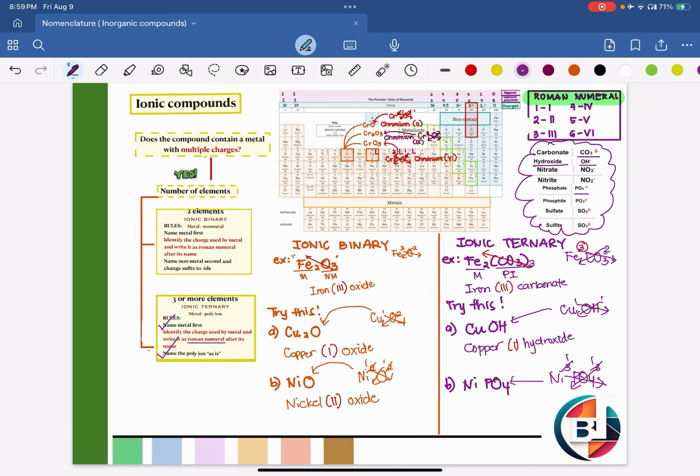Naming it again, we have Ni as nickel. Charge used would be 3. And the name of the polyion would be phosphate. So I have nickel 3 phosphate. And this is the end of ionic ternary for compounds having multiple charges.